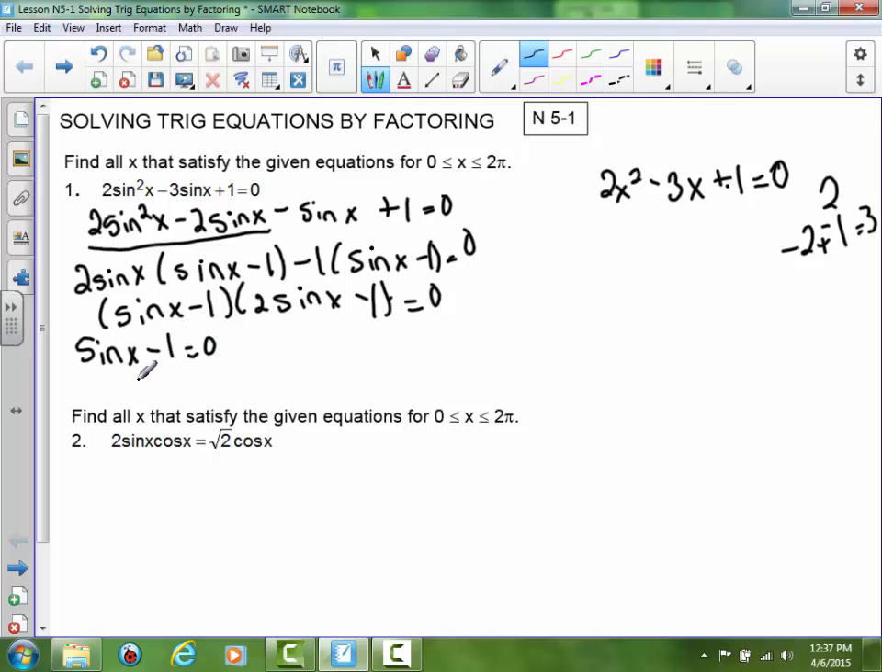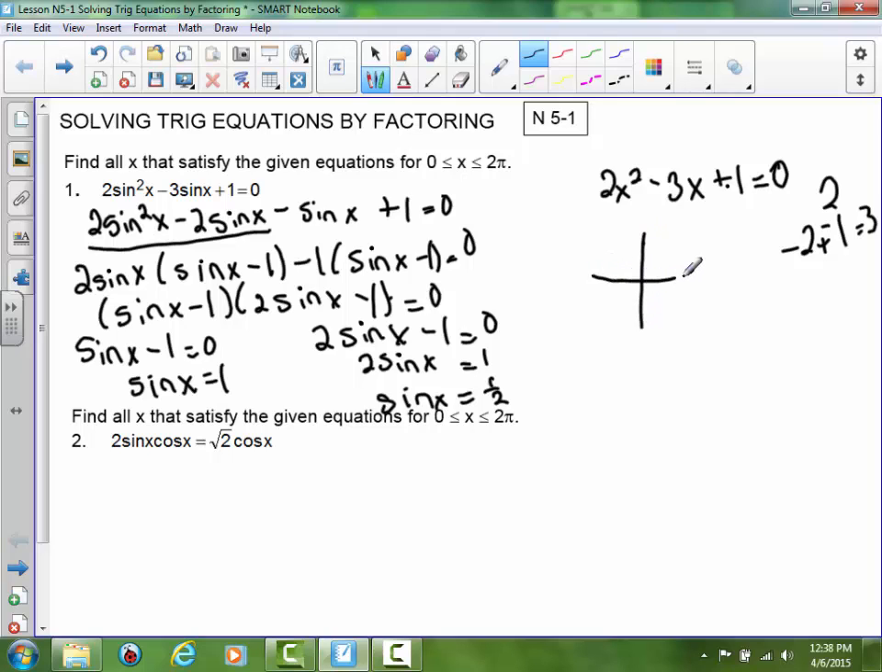equals 0. Then you take each factor and set it equal to 0, and you solve for x. So sine x would equal 1. And here 2 sine x minus 1 equals 0. So 2 sine x equals 1, and therefore sine x equals 1/2. But we don't want sine x, we want x.